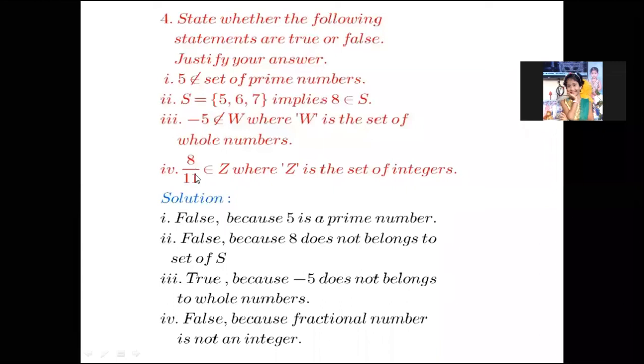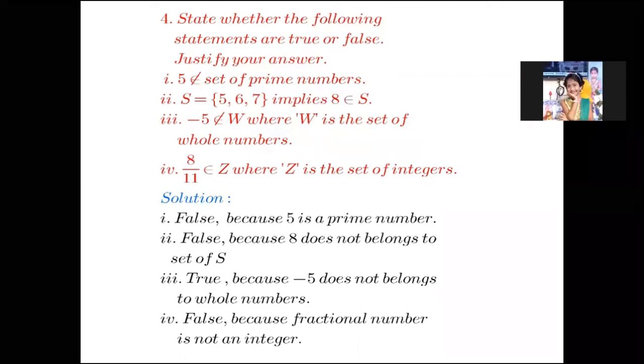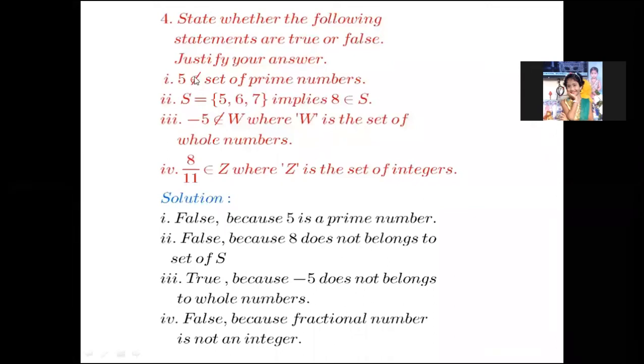See here, 8 by 11 belongs to Z. That means 8 by 11 is a fraction. So fractions are not there in the integer set. This is the sentence they have given. Is it a correct sentence? No, ma'am. It is not a correct statement because those are fractional numbers. So fractional numbers are not integers.